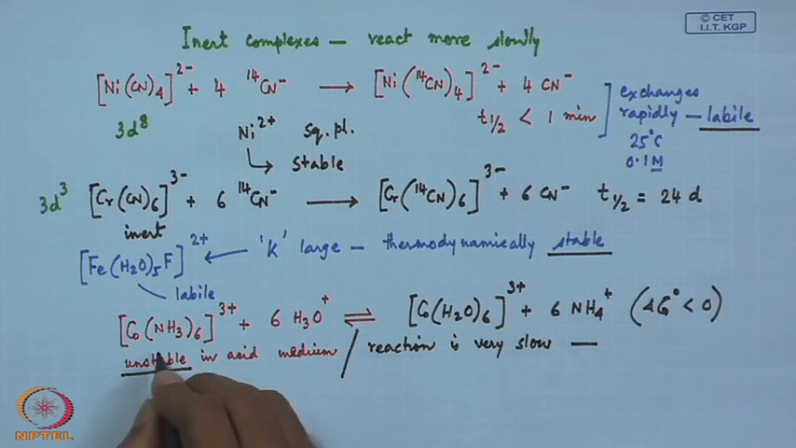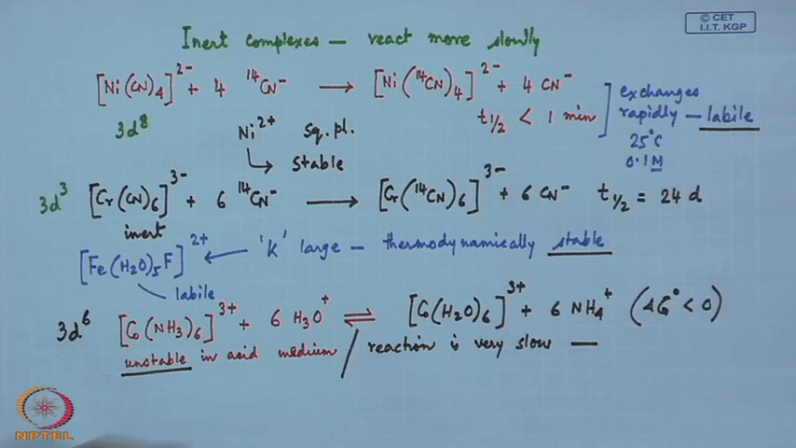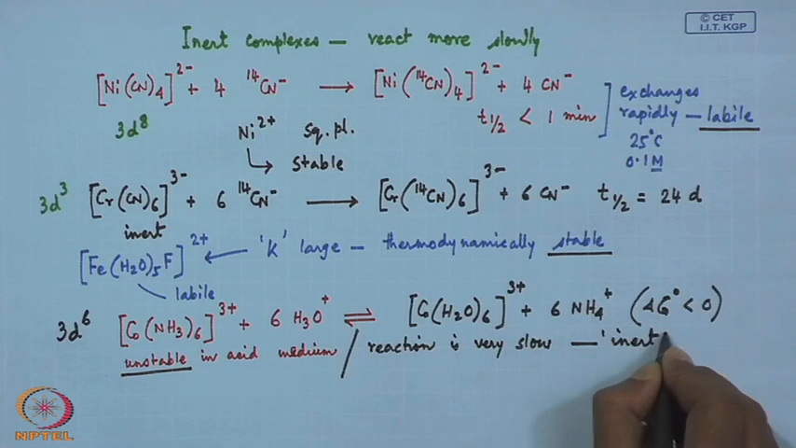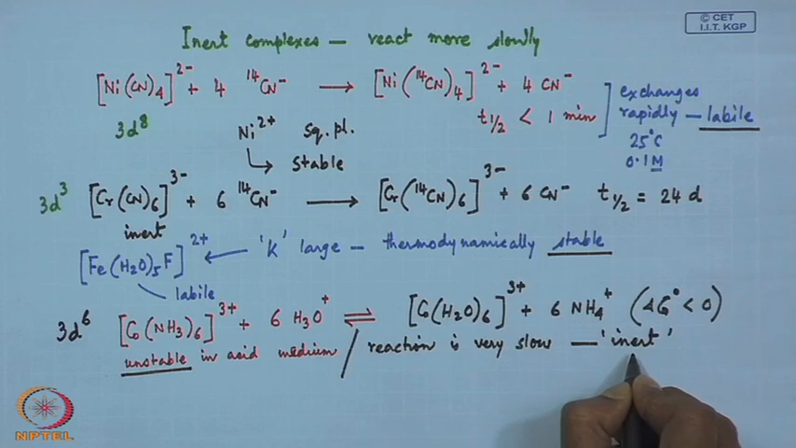That means this particular compound, which is in the 3d6 electronic configuration, is kinetically inert. It is unstable thermodynamically, but kinetically it is inert. Okay. So, next day we will consider the other reaction mechanisms. Thank you very much.